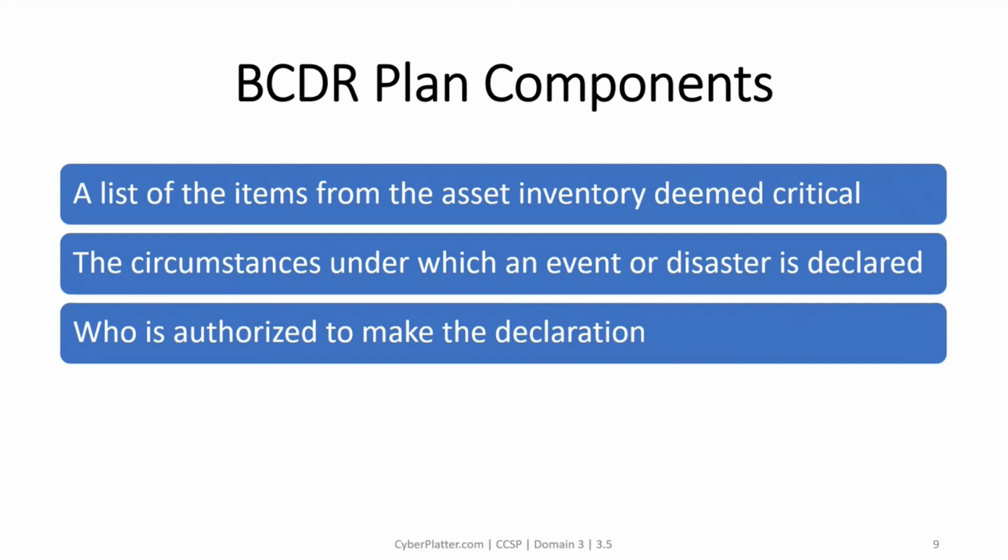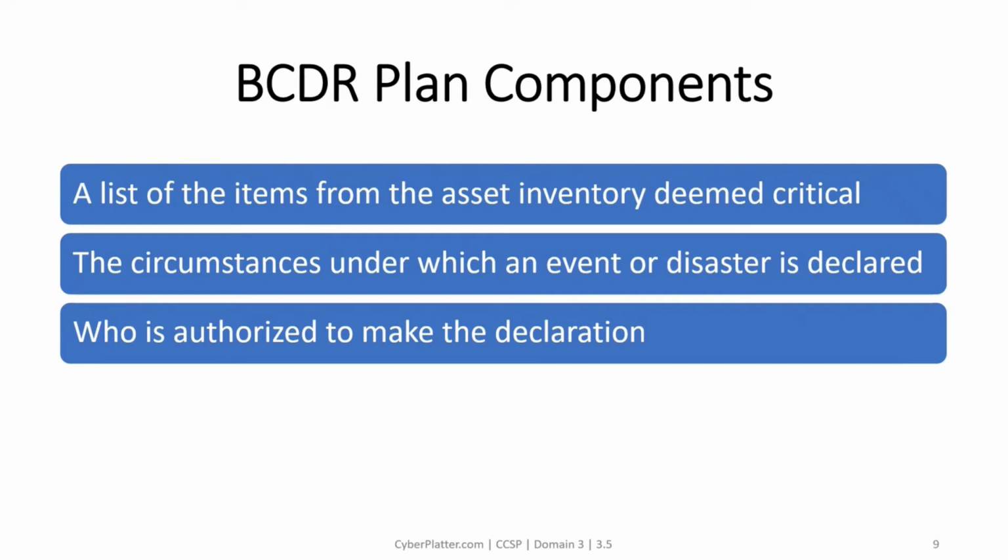Next one is who is authorized to make the declaration. An authority needs to be named for the purpose of formal declaration of an event or disaster. It can be an individual, a role, or office. We want to avoid the possibility of overreaction by allowing just anyone to initiate a formal response. And we want to ensure that initiation is instigated by someone who is informed, qualified, trained, and responsible for making such a determination. An authorized party must also formally declare the end of BCDR activity and resumption of normal operations.